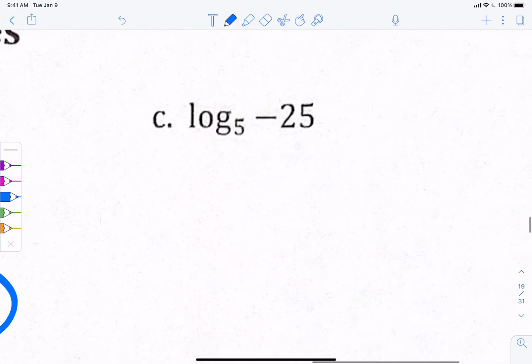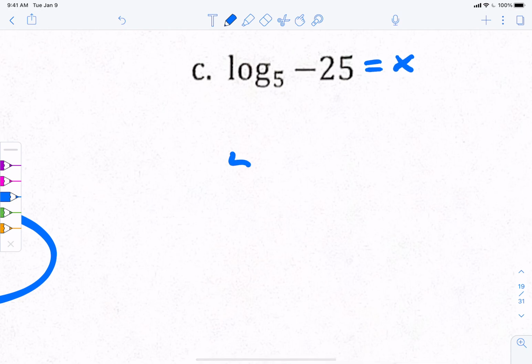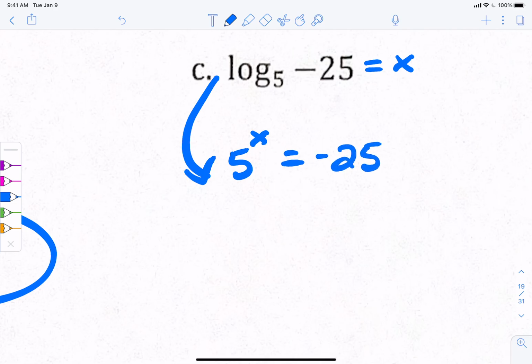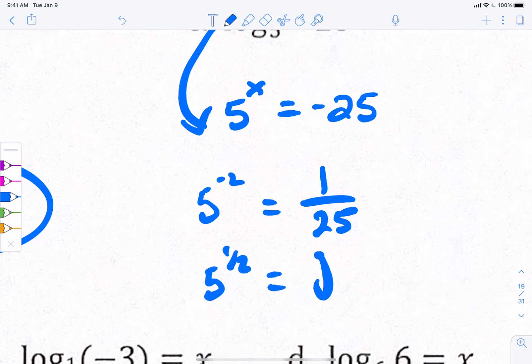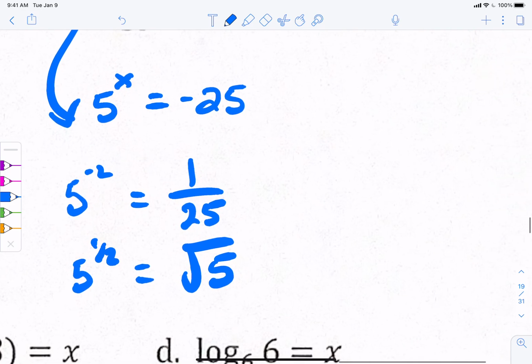Okay. So don't get bogged down with the fractions. All right. Next one equals x. 5 to the x power equals -25. All right. How many times do you take 5 times itself to get 25? 2, right? So x should be 2, except how do you get -25? -2? No. 5 to the -2 power would be 1/25. 5 to the 1/2 power would be the square root of 5. How do you get -25? -1/2? Uh-uh. Then that makes no sense.